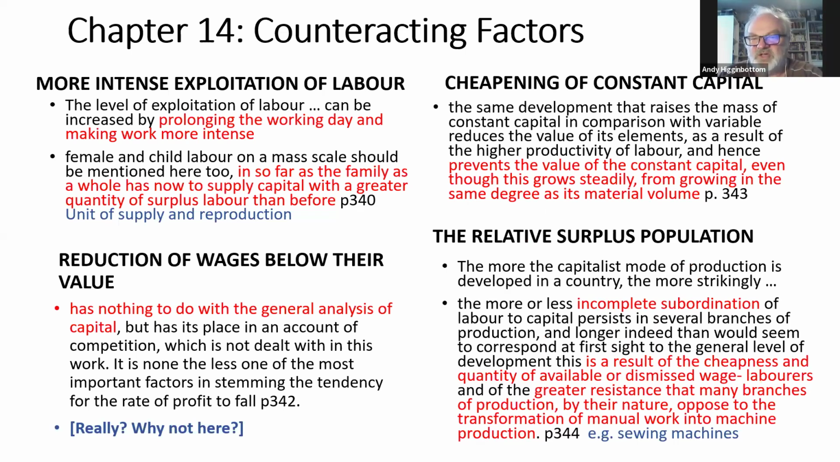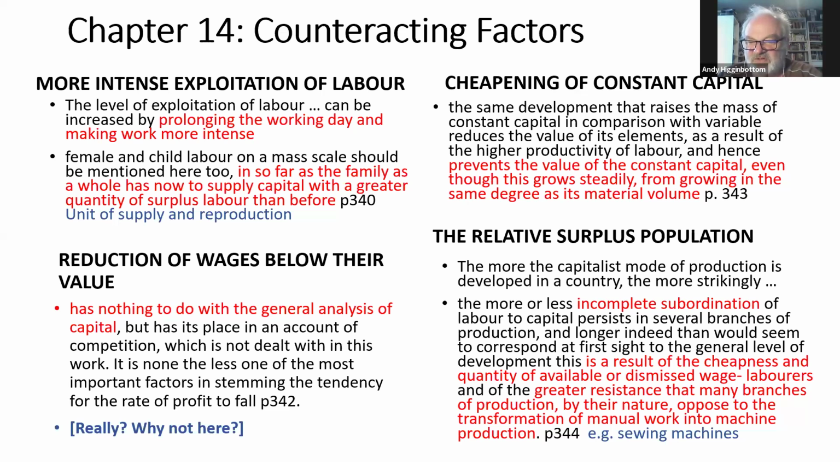He writes a bit about the cheapening of constant capital, which he's explained very fully, actually, already in chapters 5 and 6. And again, this theme of coming back to a general accumulation type discussion, the relative surplus population. What he's saying here is if there's a lot of unemployment, that's going to help the capitalists pay lower wages in a way, right?